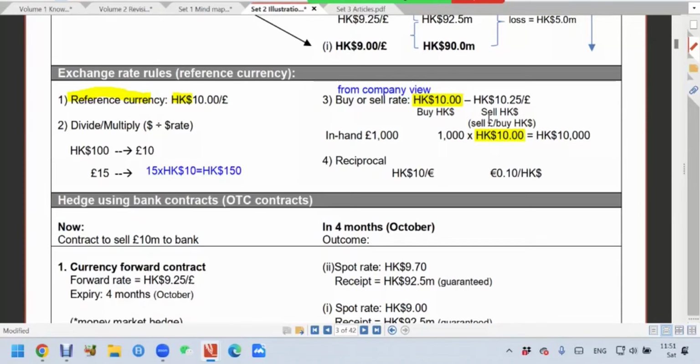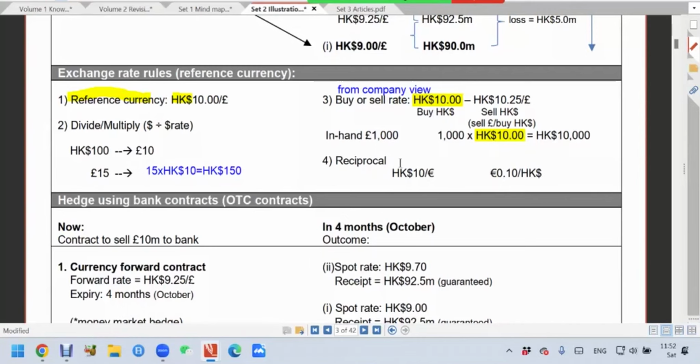Last one: reciprocal. 10 Hong Kong dollar equal to 1 euro. The reference currency is Hong Kong dollar. Reciprocal means you want to make the euro the reference currency. So if 10 Hong Kong dollar equal to 1 euro, then how many euro equal to 1 Hong Kong dollar? It must be 0.1. So 0.1 euro equal to 1 Hong Kong dollar.